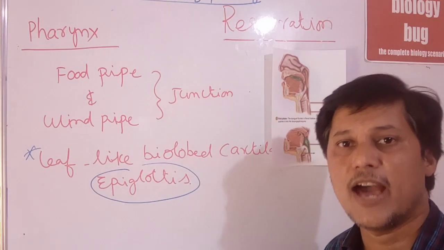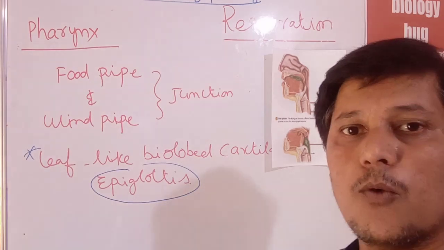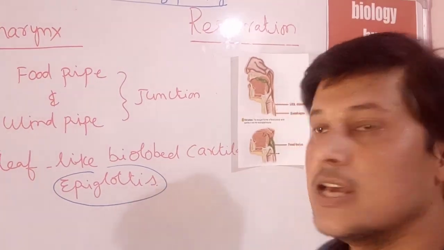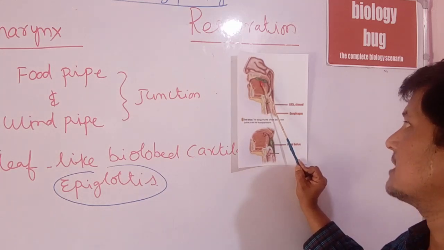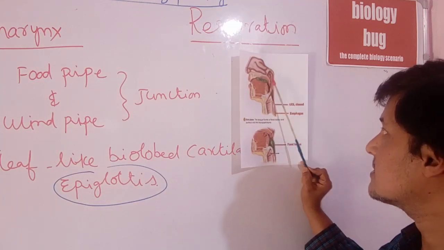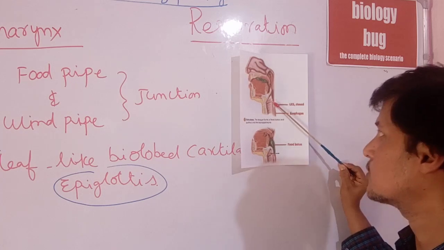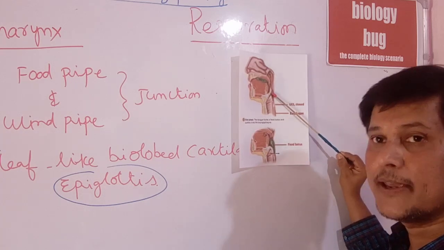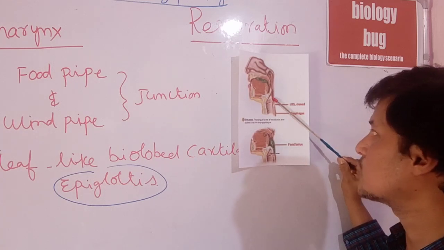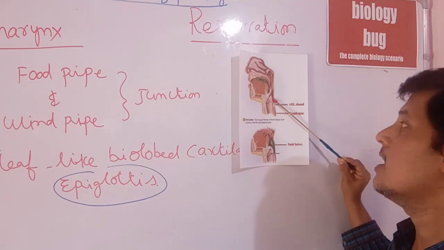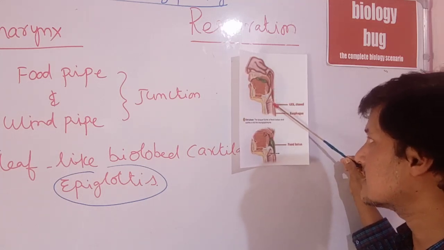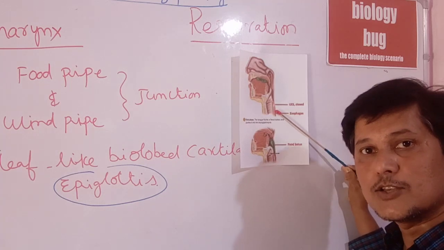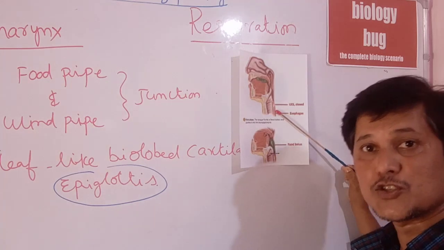Okay, so when we swallow the food material, when we swallow the bolus, this is a bolus formed at a oral cavity, when this bolus slides down in esophagus, this epiglottis partially closes the trachea, then it is easily glide or slide into the esophagus and reach to the stomach.